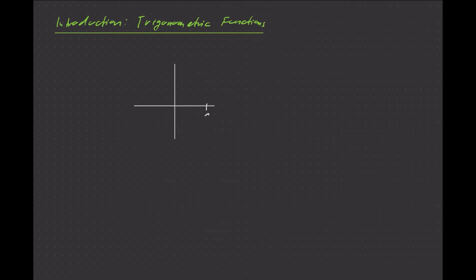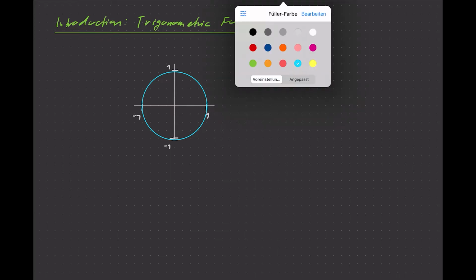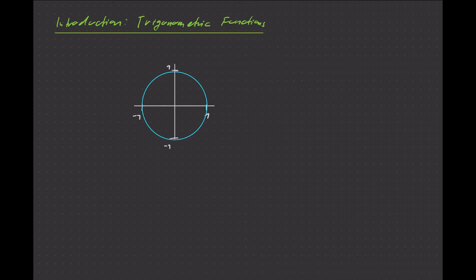Okay, so I say 1. Here's 1. Here's -1. And here's -1. We can draw a circle around here that looks like this. Not too bad. And on that circle, we can mark a more or less arbitrary angle. Do this by saying mark this angle here. So that is the angle. Let's denote that by gamma.